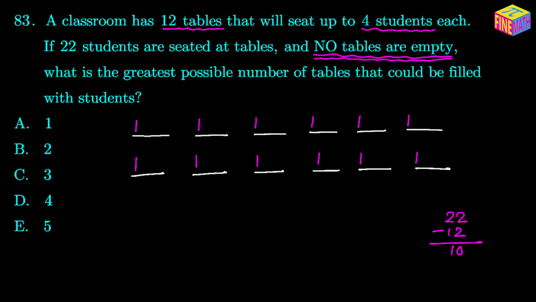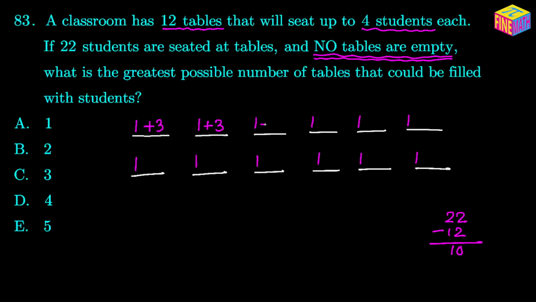So if we have to fill the maximum number of tables, how many students can each table take? Well, each table can take a maximum of 4 students. So what can we do? We can say, okay, let's assign 3 more students to the first table and 3 more students to the second table. That way the first table is filled up, and the second table is also filled up.